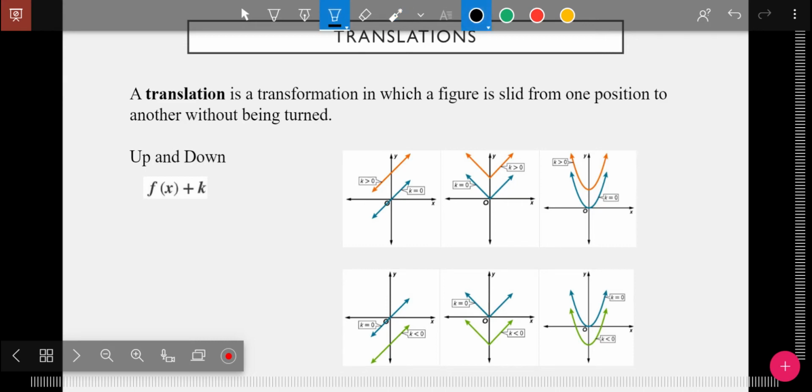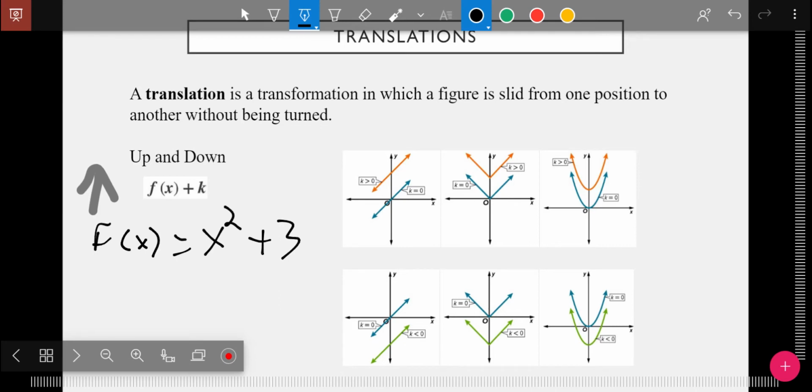If it is an up translation, then what you're going to have is something like f of x equals x squared plus 3, and that would be up 3. There are no parentheses, and so it's happening outside parentheses. Outside parentheses affects the y. The y is up and down, or the vertical axis, and it happens as you expect, and so plus 3 raises it up 3.